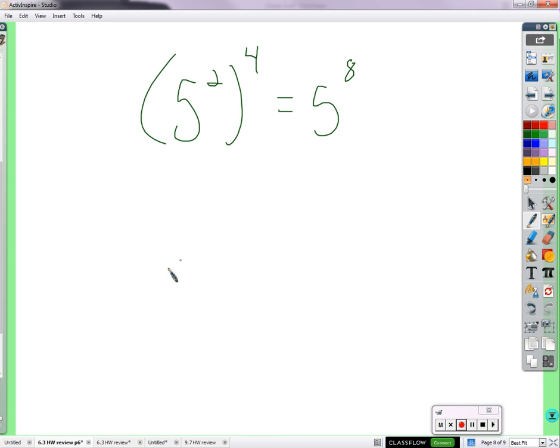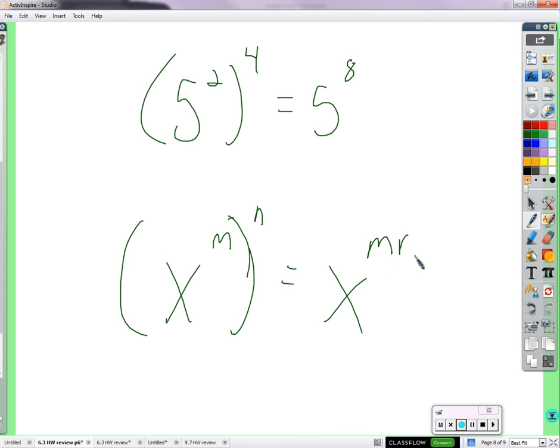So when we raise a number to a power, and raise it to another power, the new power is just those two powers multiplied together, right? That's the property that we've used. And so far, for the most part, that's made sense. It's been logical. There's 4 groups of 2 5s. That's why there's 8 5s, 5 to the 8.